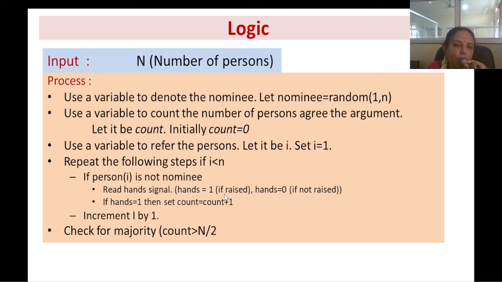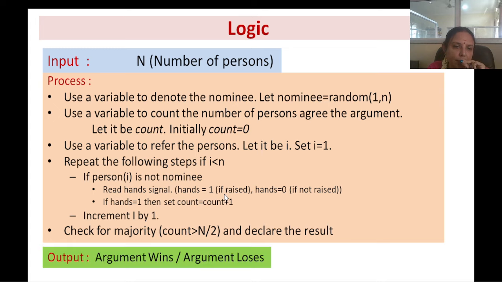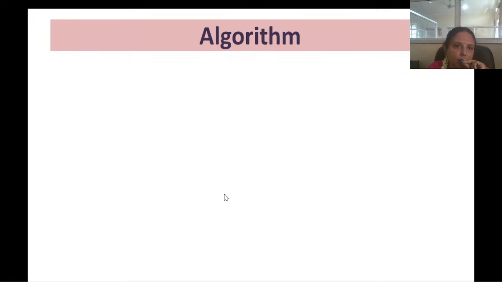Then you have to check for the majority. The majority is checked with count greater than n by 2, and then declare the result. So the output will be argument wins or argument loses. Let us turn this logic into the algorithm. How do we write the algorithm?